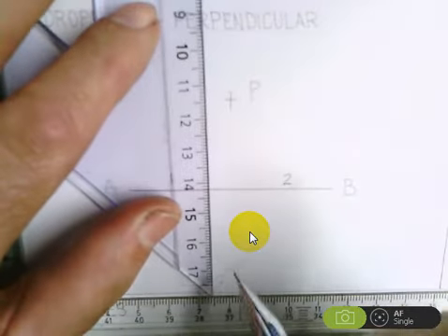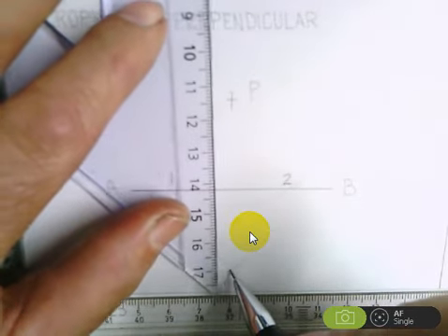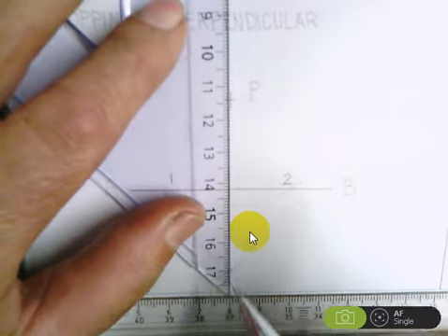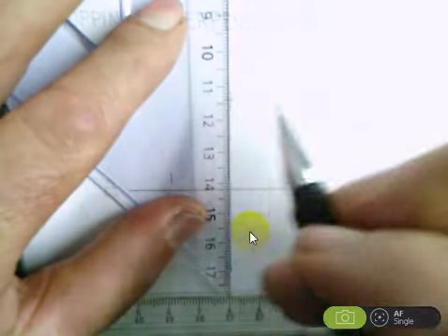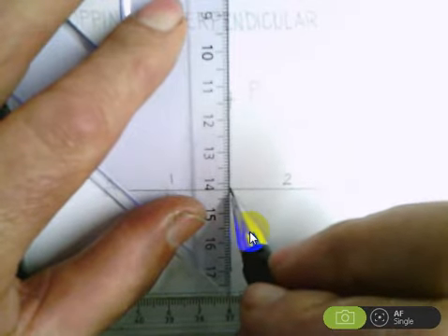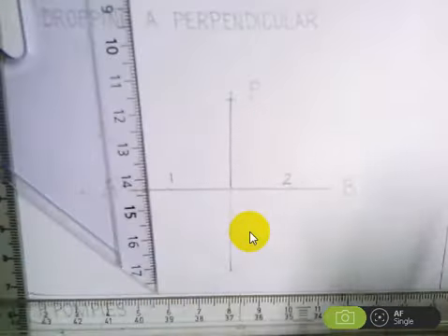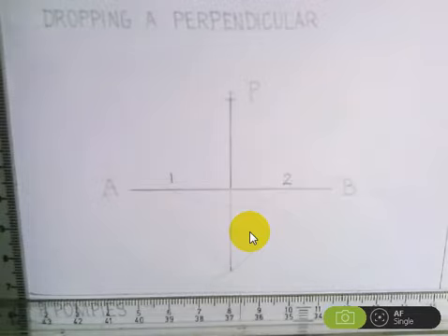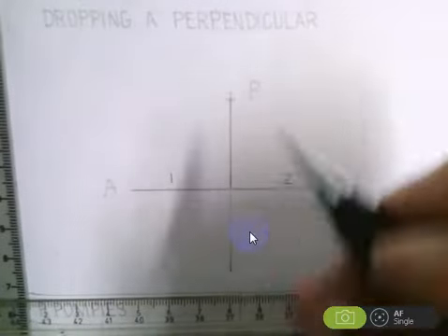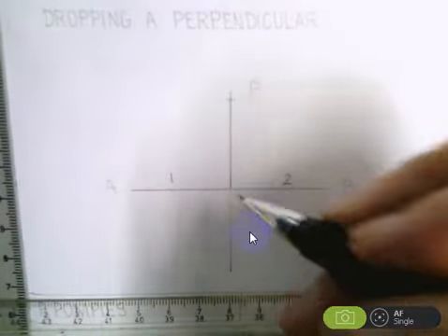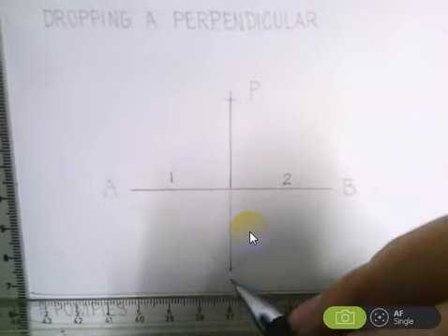I can now join that to that. And what I would do here is draw a construction line first, and then a darker line, which is my final line, to show that that is my actual perpendicular dropping. From there I've dropped it onto the line AB. This point over here becomes number 3.